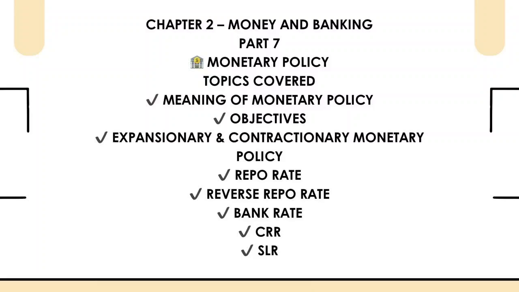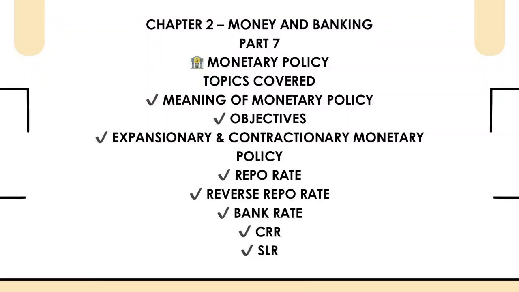Let me begin with a simple question. Imagine that the price of vegetables, petrol, school fees, and almost everything around you suddenly starts increasing. Or imagine the opposite. Business stops expanding, companies hire fewer people, and economic activity slows down. Who helps manage these situations? The answer is the Reserve Bank of India. But how does RBI influence borrowing, lending, and spending across the economy? It does this through monetary policy.